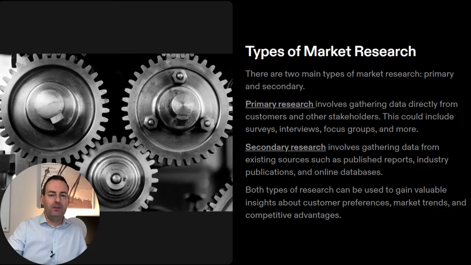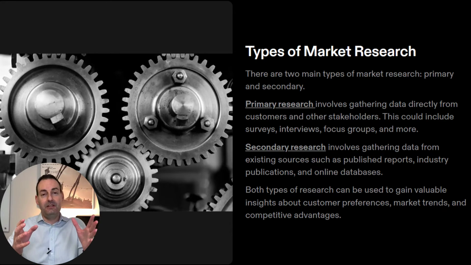Okay, so the types of market research. When you get involved with market research, you'll hear the two big terms, which is primary and secondary. So let's talk about what primary research is. Primary research involves gathering data directly from customers and other stakeholders. This could include surveys, interviews, focus groups, and more. So it's called primary because you're collecting data for the first time for this. This data hasn't existed that you specifically want. So it's like new data, new questionnaires.